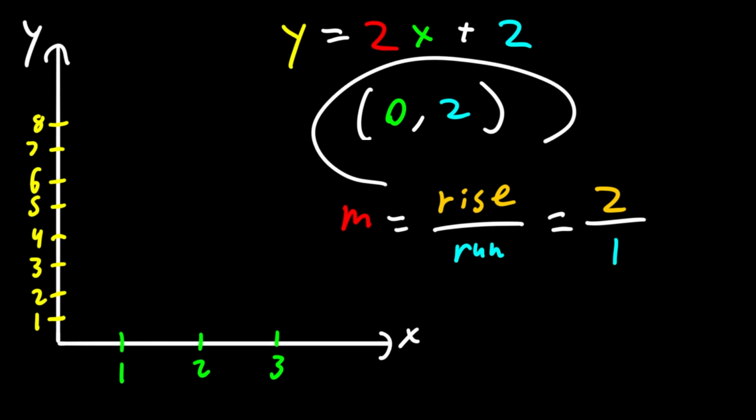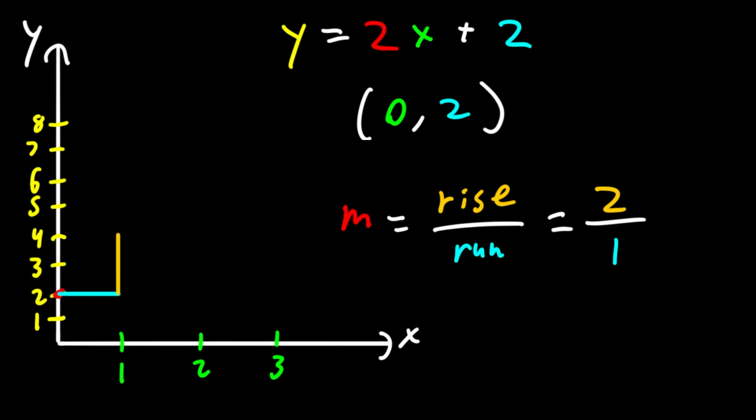So we know that there's a point at (0, 2). And now we're going to use rise over run to take care of the rest. So we're going to run 1 unit to the right, and then we're going to rise up 2 units. So this is our second point. Our second point is going to be at (1, 4). And now from here, we're going to run another 1 unit, and then we're going to rise up another 2 units. So this is our third point. It's going to be at (2, 6).